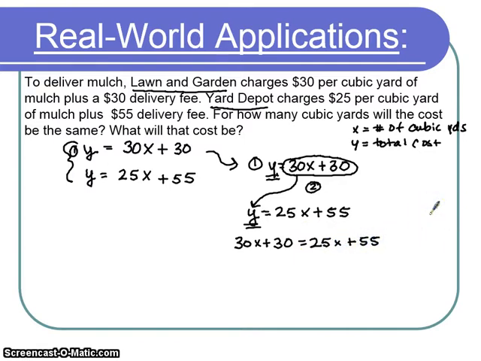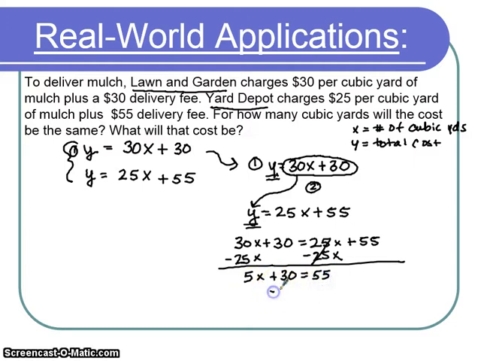Now, unlike our other examples in part 1, we do not have like terms on the same side. In this equation, we have like terms on opposite sides. So we're going to eliminate one of those like terms, and I always choose the one with the least value. So I'm going to take away 25x from each side. 30x minus 25x makes 5x plus 30 is equal to 55.